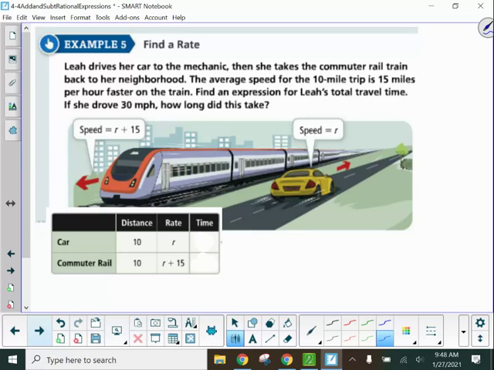So we have two things. We have to come up with an expression, and then we need to figure out how long this total trip took. So we need to figure out the total time. Well, if you recall, from other information that has been given, distance is going to equal... let's make sure we get this set up correctly.